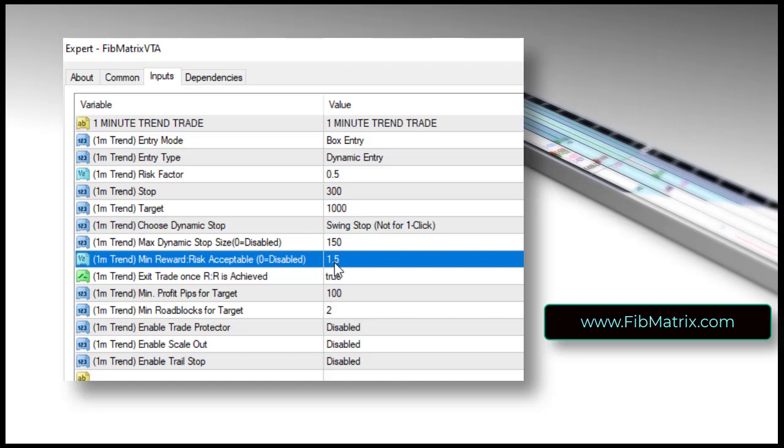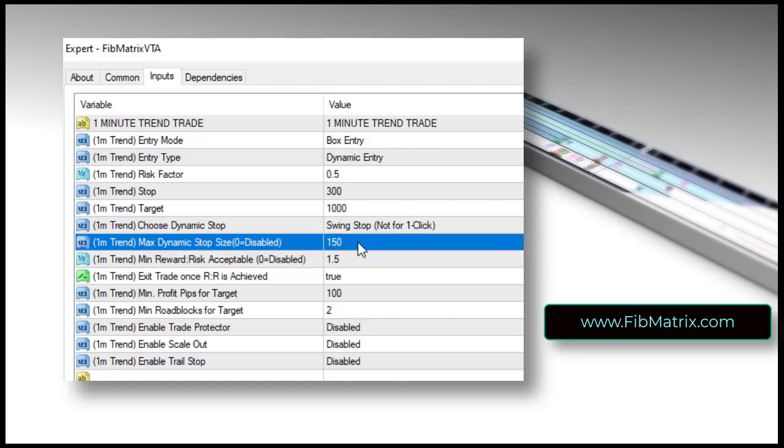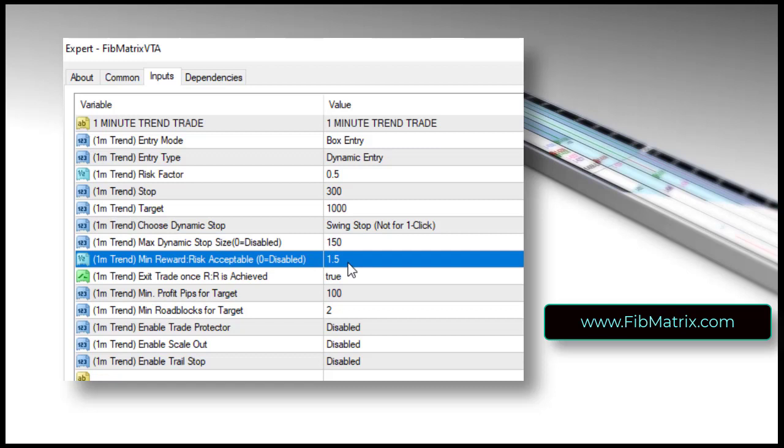So for example, say you have a dynamic swing stop size set to 15 pips and it enters a trade at 15. What it wants you to do, if you have this set to 1.5, it's going to make sure you make 22.5 on that, right? Because 7.5 is half that. So it's going to make sure you make 22.5.